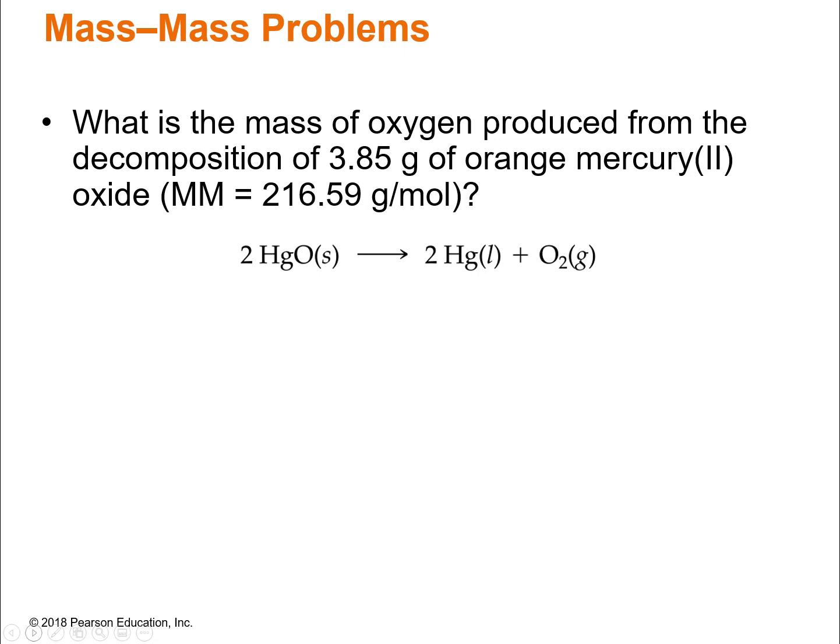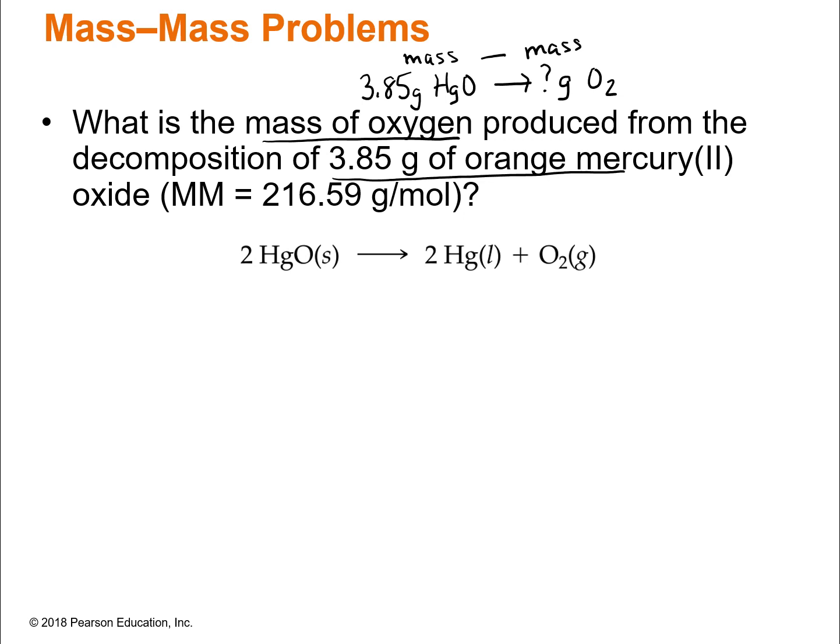Same type of problem, but this time we're looking at the mass of oxygen. What is the mass of oxygen produced from the decomposition of 3.85 grams of mercury 2 oxide? Always make sure to do that first so you know what type of problem you have. For a mass-to-mass problem, we're always going to need molar masses. I just used 32 for the molar mass of oxygen.